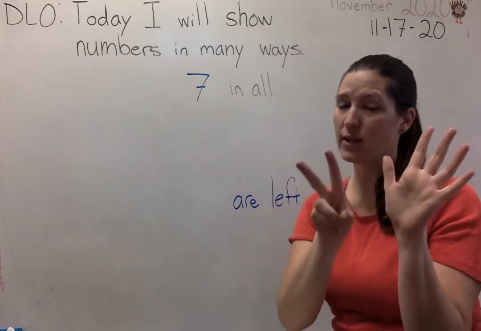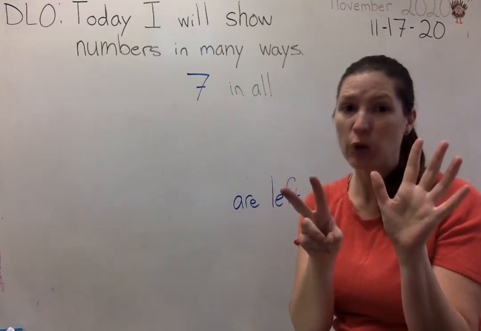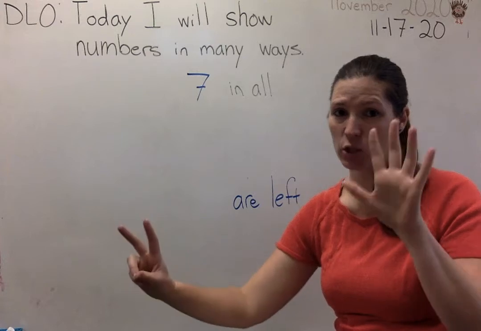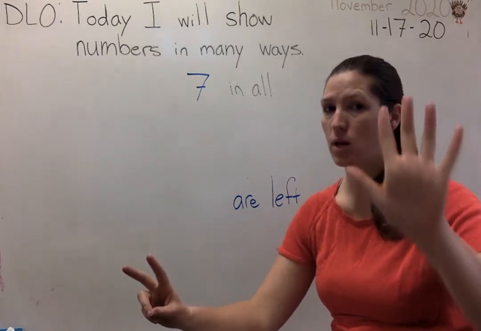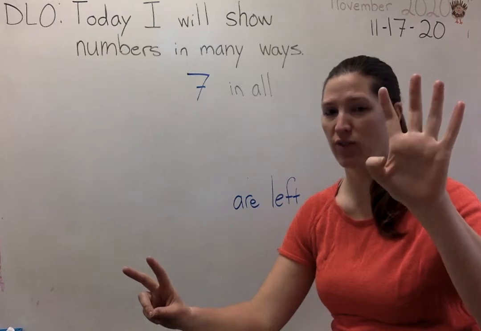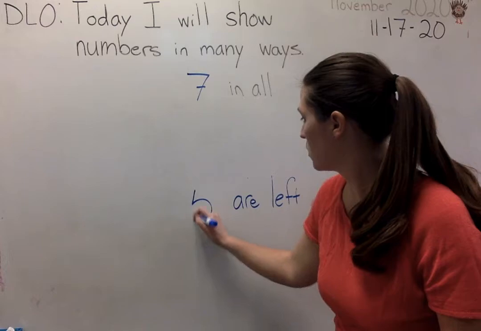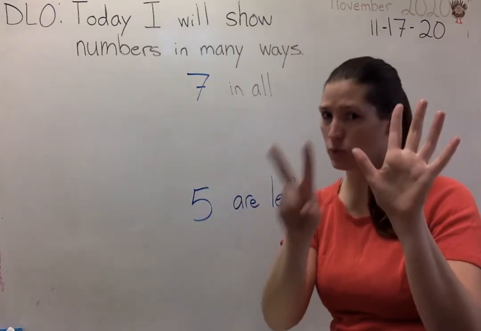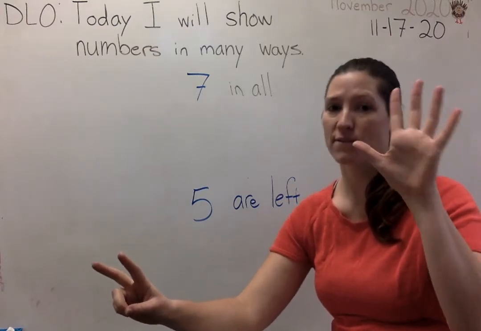So I had 7 in all. The dog ate 2 cookies. So I'm going to take them away. I have less cookies now. How many cookies are left on the plate? 1, 2, 3, 4, 5. 5 are left. I had 7. 2 got eaten. How many are remaining? 5.